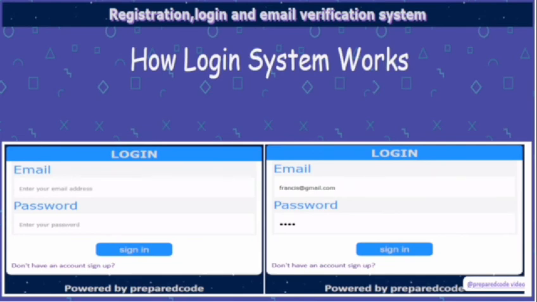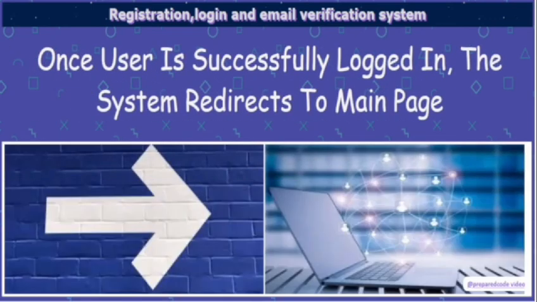So once everything you enter is correct, you'll be redirected to the next page, whether the home page, maybe your profile, anywhere, depends on how the main system is working. So the next thing we have is, once the user is successfully logged in, the system redirects to the main page. So that is just the logic behind registering a user in a system, verifying the user email, and then allowing the user to log in.